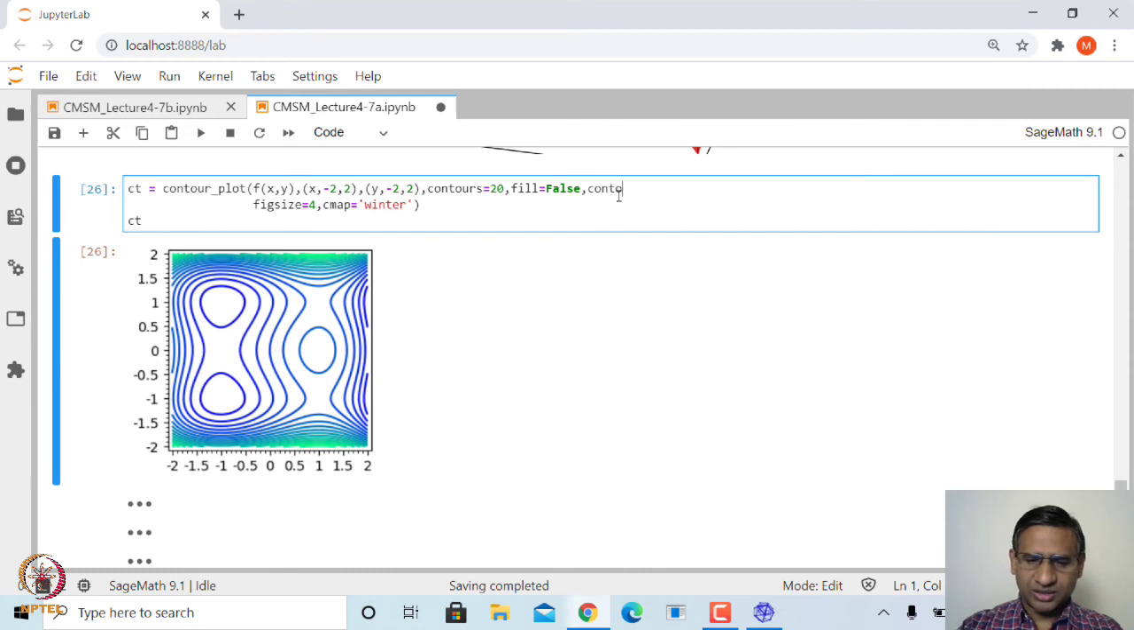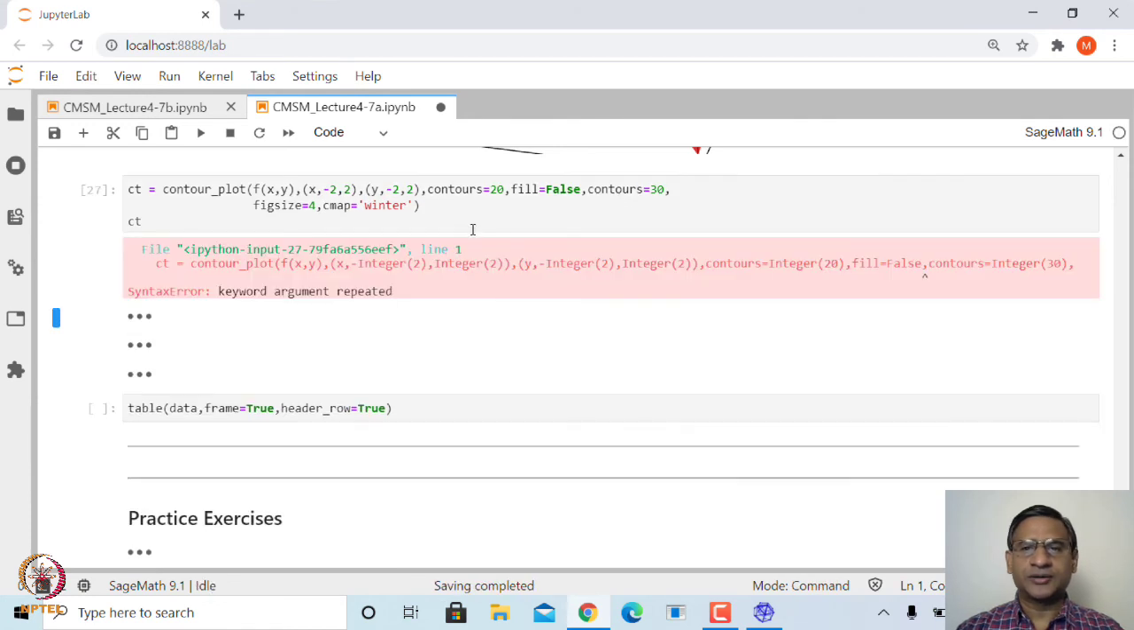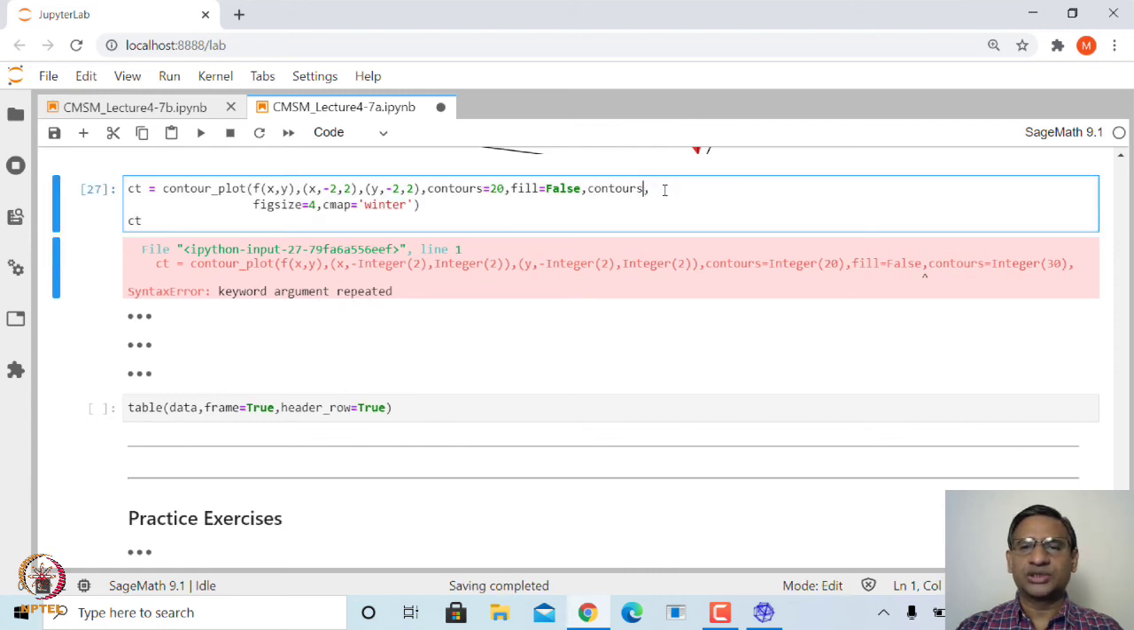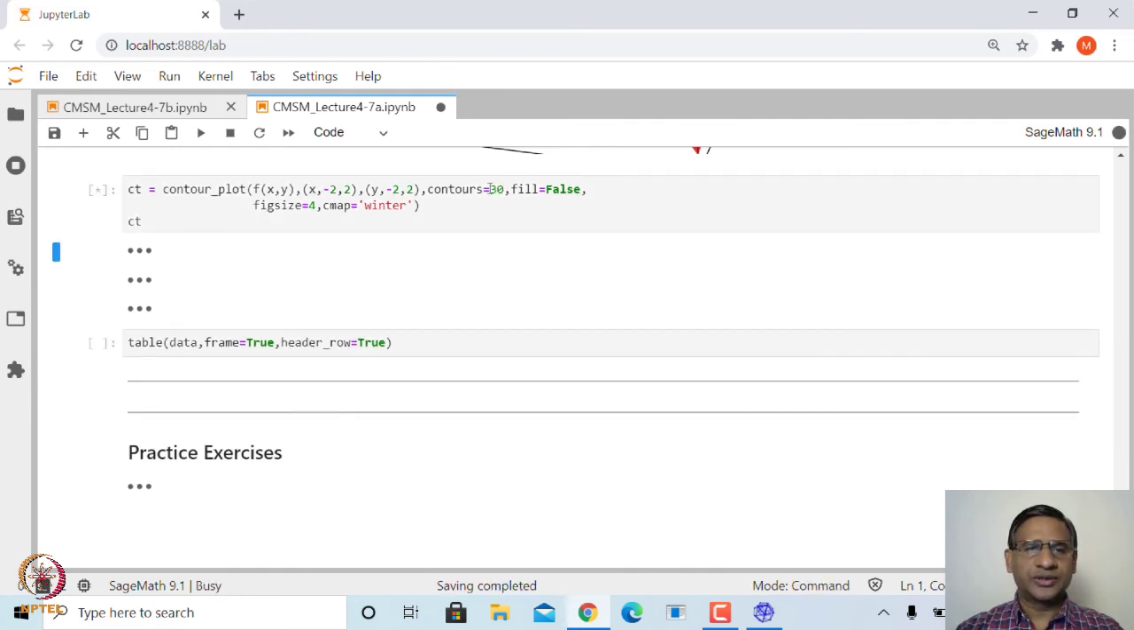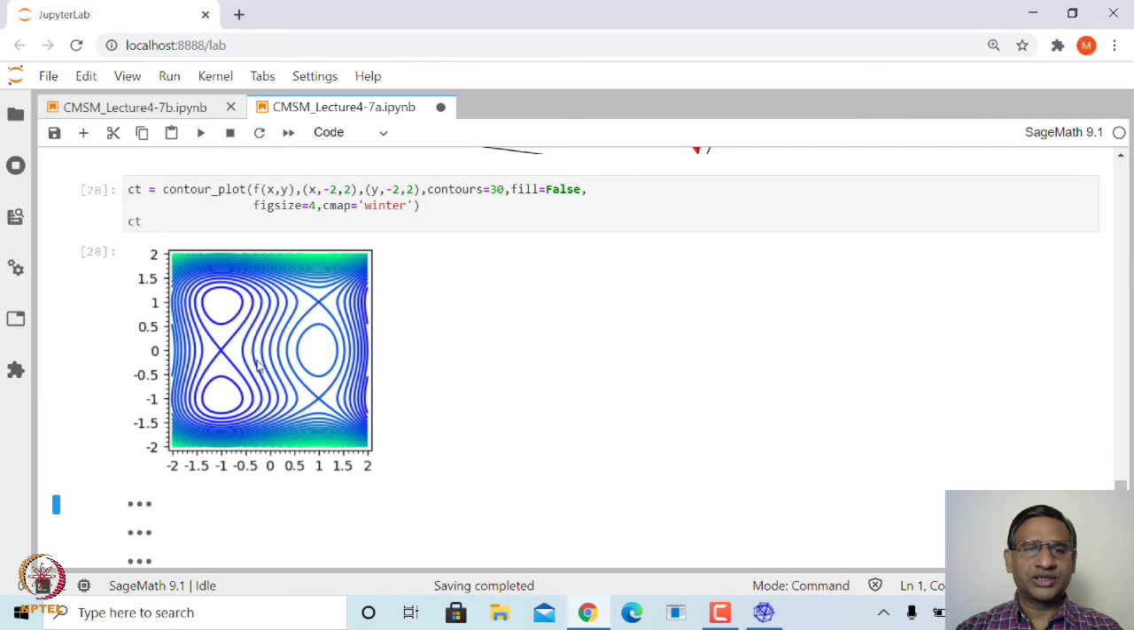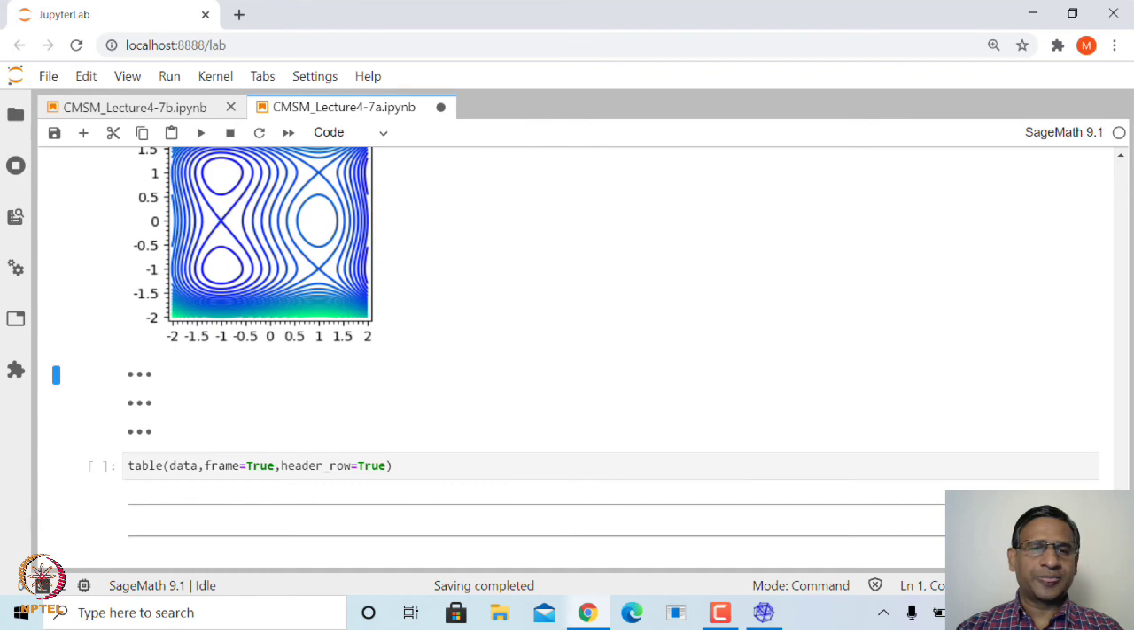If you want, you can increase the contours. Let us say contours equal to, let me make it 30, it may take more time. Contours equal to 30. Oh, twice I have written this contours. Instead of 20, let me make it 30. So, you can see here that you get more contours, right.